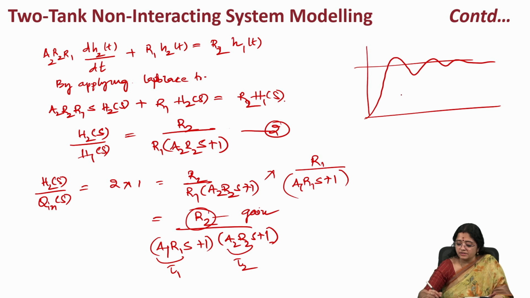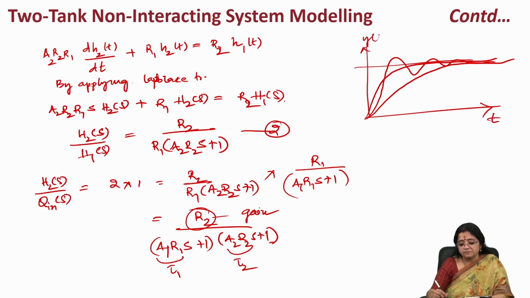Either it should be under damped and settle down, or it should be over damped, or it should be critically damped. Depending on these zeta values and omega n values that we are going to get after we substitute relevant values of A1 and R1, we'll get to know what is the system behavior over a period of time.